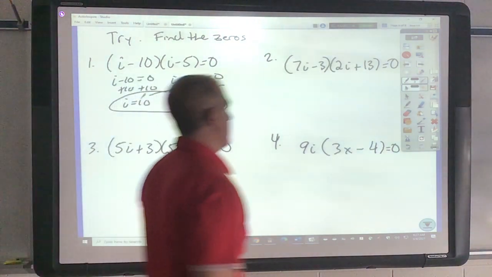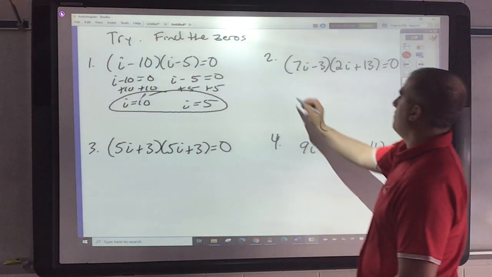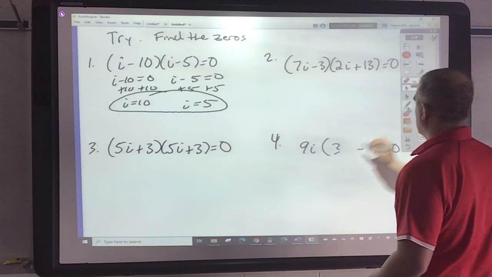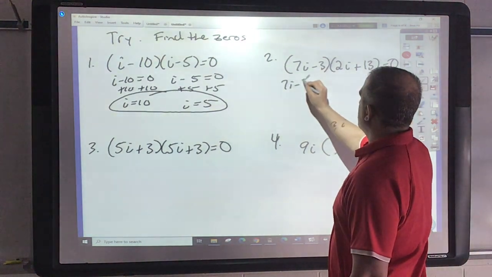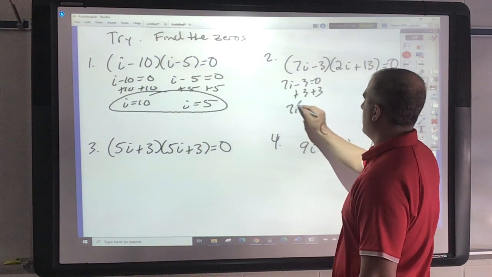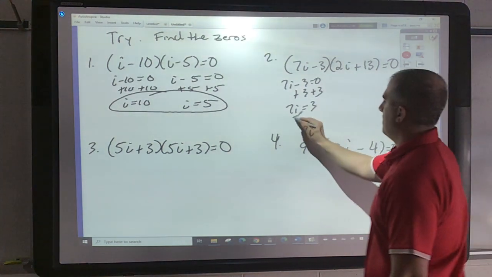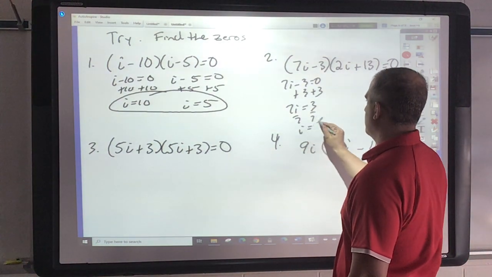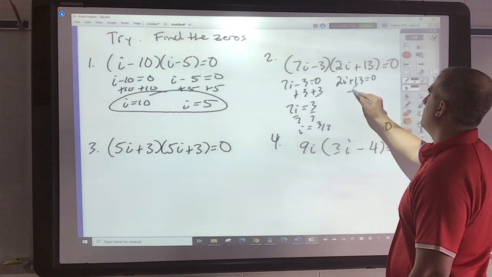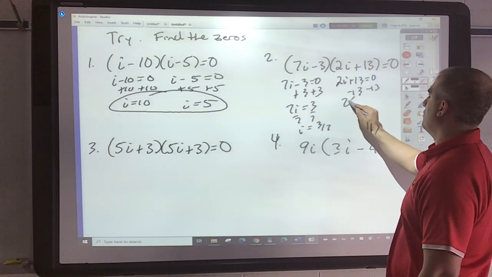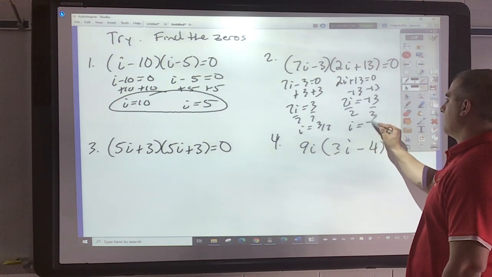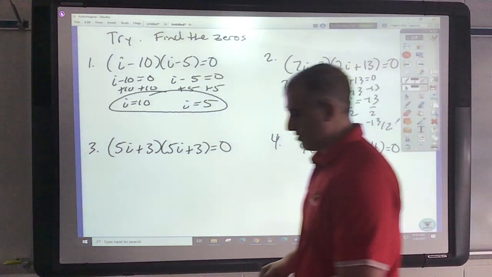Easy stuff, okay? Set these equal to 0. Seven I minus 3 equals 0. Okay, add 3, I get 7i equals 3. Divide by 7, I equals 3/7. Okay, 2i plus 3 equals 0. Subtract 3, I get 2i equals negative 13. And if you divide by 2, you get I equals negative 13/2. Okay, those are the solutions.